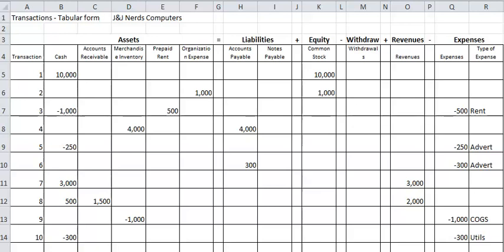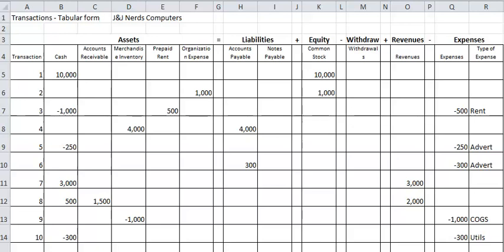Number four, they bought $4,000 of inventory. So inventory goes up, on account. We didn't pay cash for it right now. So merchandise inventory, an asset, goes up, and a liability goes up for $4,000. We still owe for the inventory. Guess what? We're still in balance.